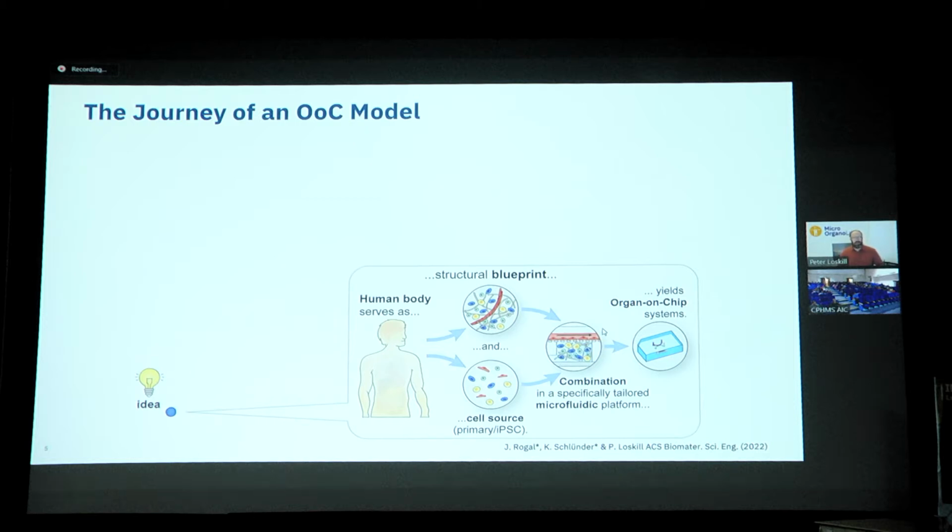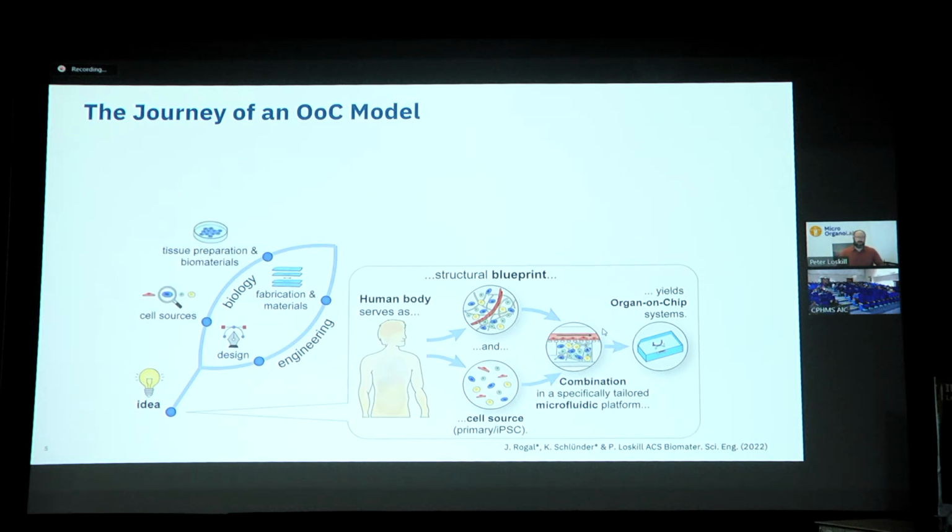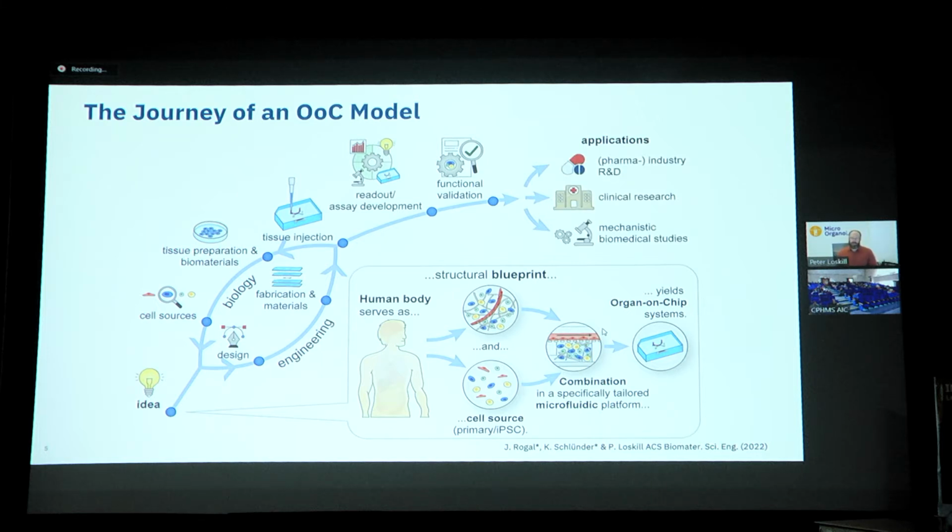The next step is then the implementation. Here we follow two different paths initially, biology and engineering, and we have the design and fabrication of materials on the one hand, but also the cell sources and the tissue preparation, biomaterials on the other hand. There's never a distinct path, and it's always an iterative approach. So we circle back through these different aspects. Then we come up with a way of generating a tissue, of injecting a tissue, which then leads to the development of readouts, assays, and then a functional validation. And only if we have done that, we can go into applications.